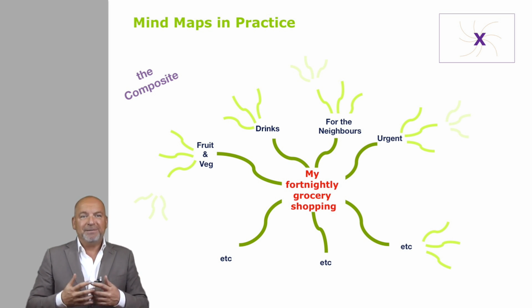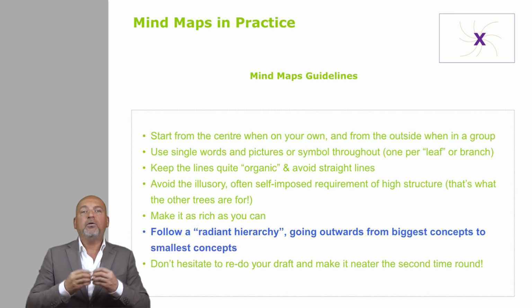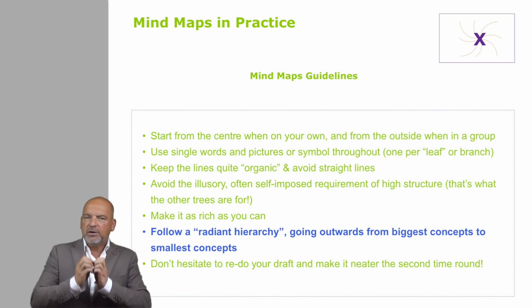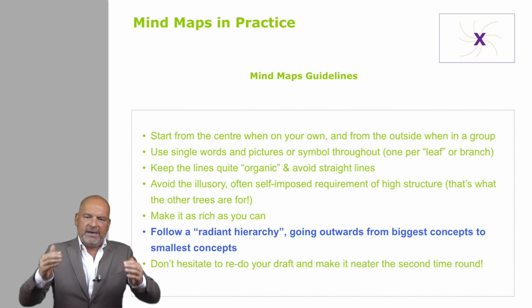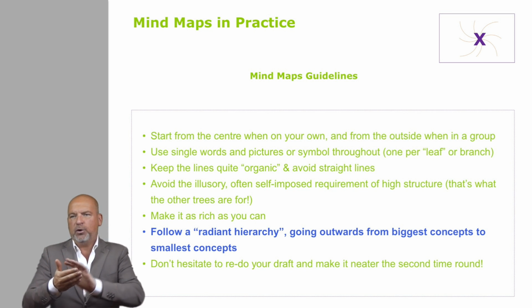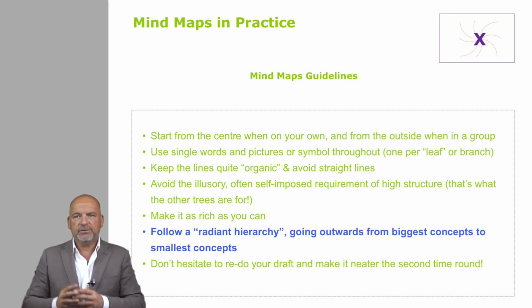Obviously, tip 5 is make it as rich as you can. Spend 5-10 minutes, just go rich, rich, rich. Tip 6 is follow a radiant hierarchy. Okay, start from the center, go outwards, because as you progress, you effectively change your focus. It's like zooming in on an area, and you see more richness from that point of view.